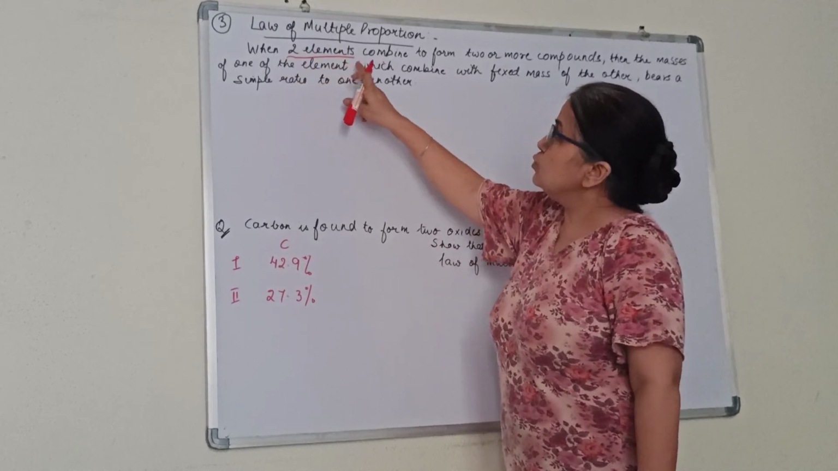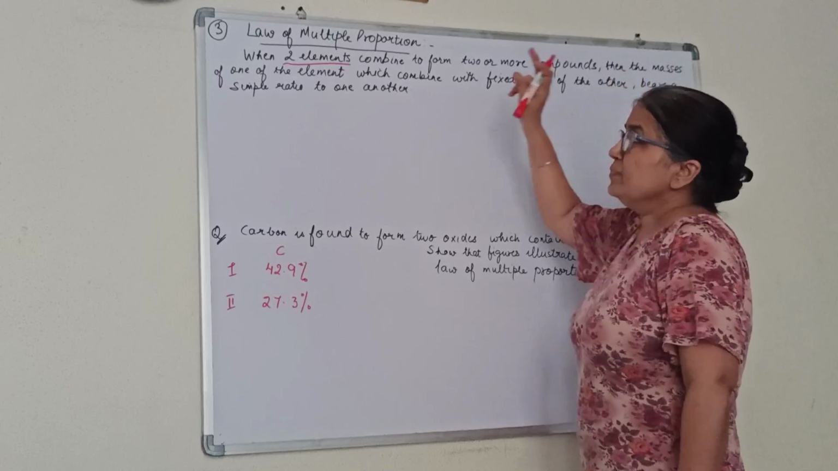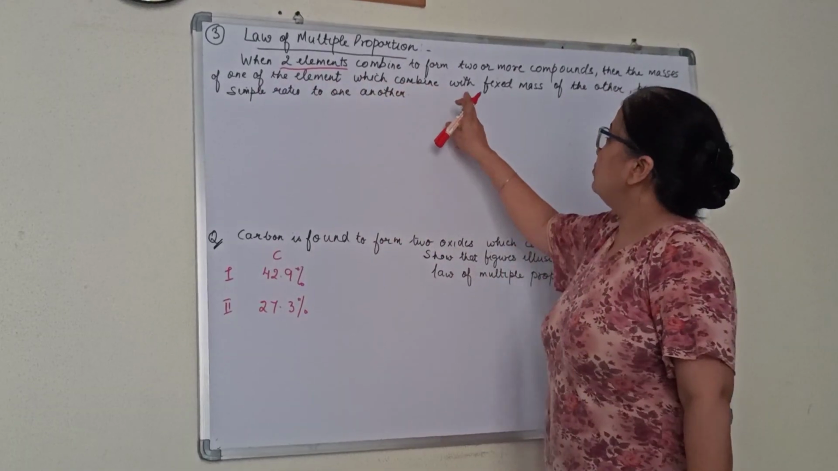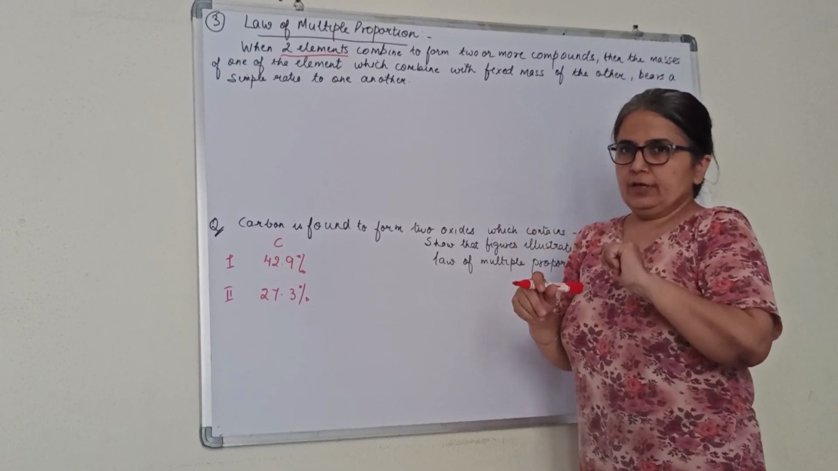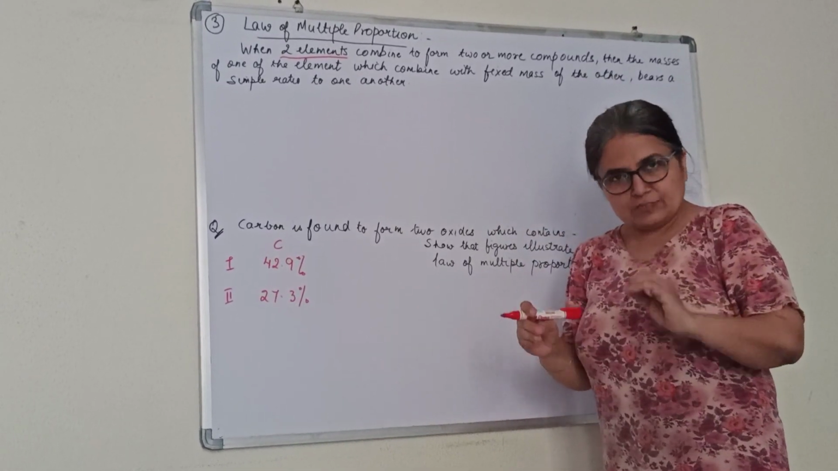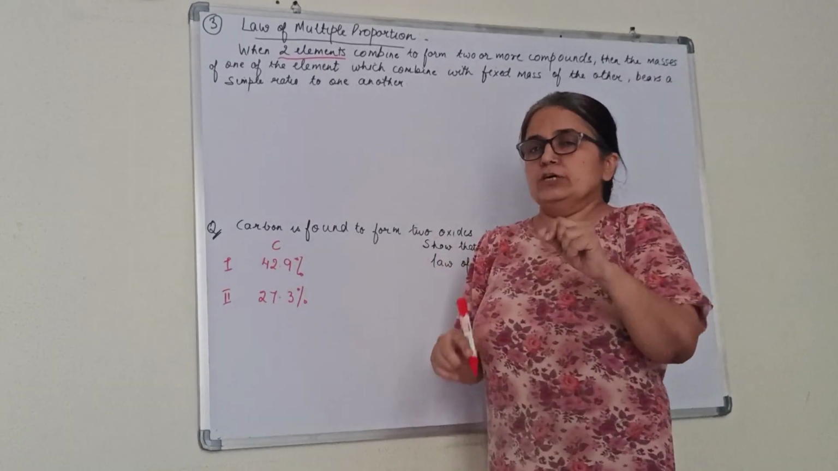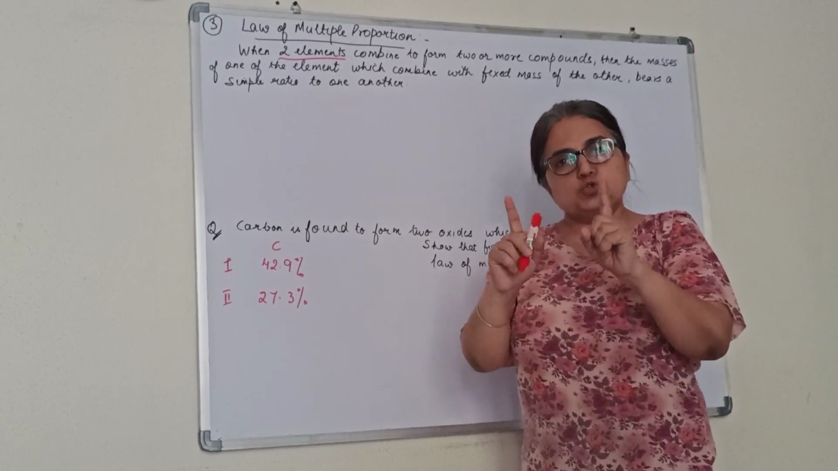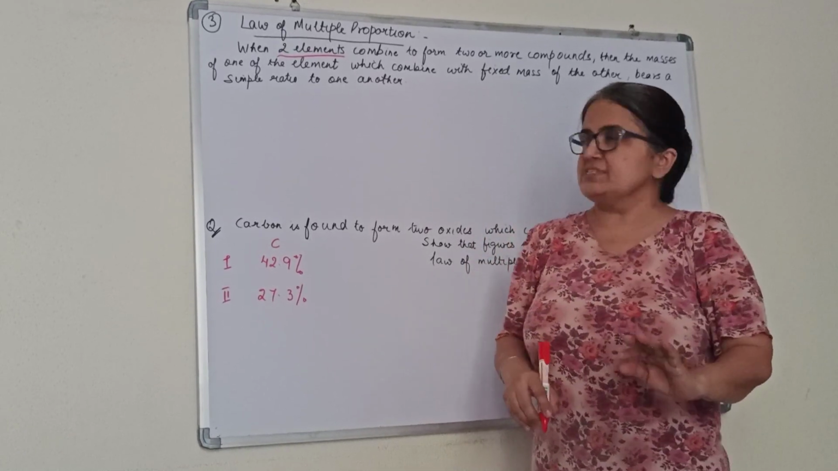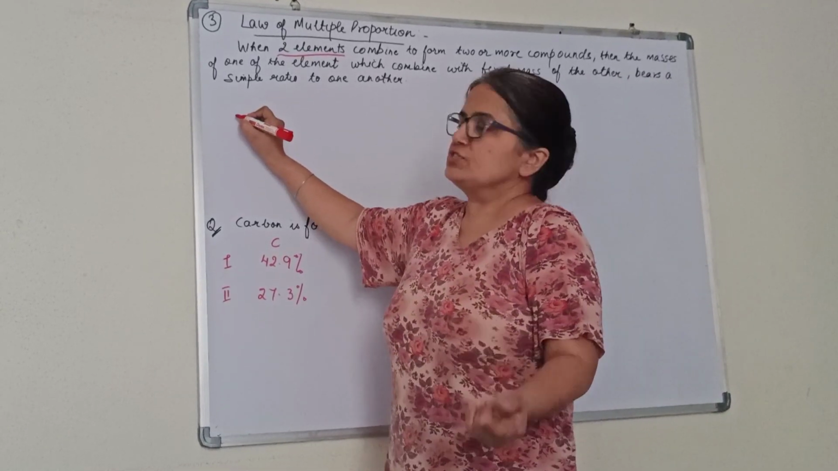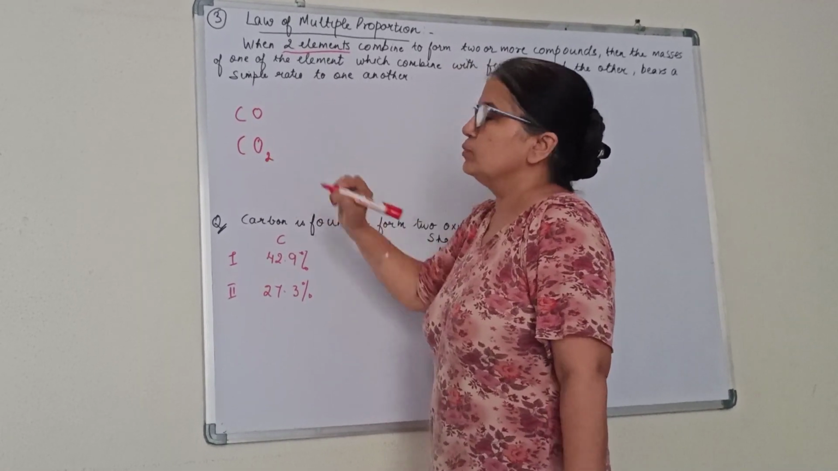It says when two elements combine to form two or more compounds, then the mass of one of the elements which combines with the fixed mass of the other bears a simple ratio. You may not have followed anything in the law as of now. Let's take an example, it will be clear. Two elements should combine and should be able to form more than one type of compound. Like let us take carbon and oxygen. Carbon and oxygen can form CO as well as CO2.